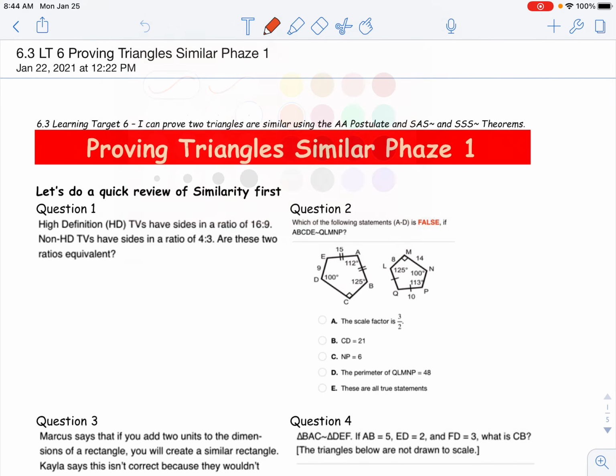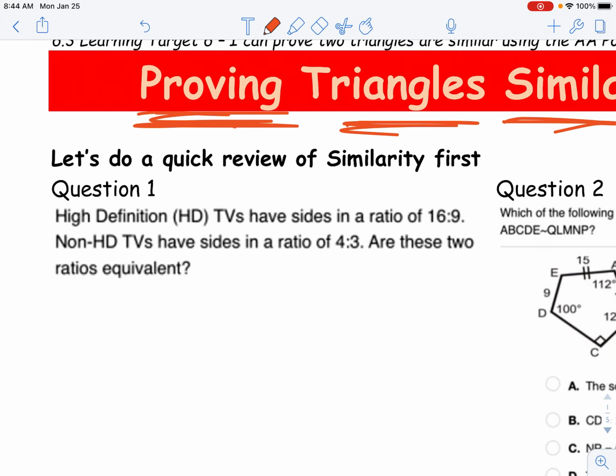Okay, students, today the punchline is we're going to be proving triangles similar. This is phase one. We're going to be proving more, just talking about it. We're not really going to be doing two column proofs, but we will be investigating some postulates and theorems. Today will seem similar to a previous lesson we did, pun intended. But anyways, let's do a quick review of similarity first.